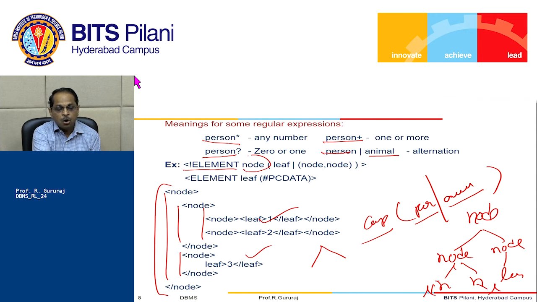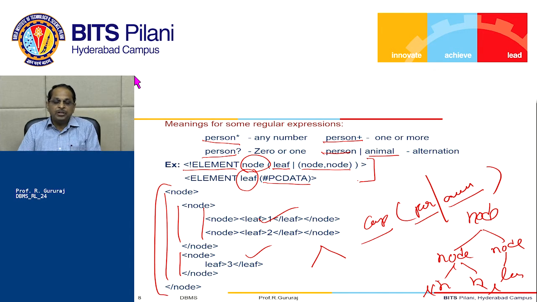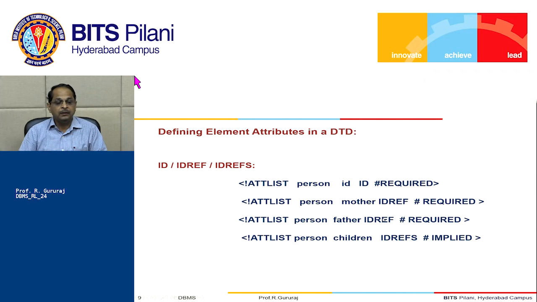Element node. It can contain a leaf or two nodes. And what is the meaning of a node? A leaf can be PCDATA. So this is a simple code snippet which describes the structure of this binary tree which is given in this XML document. Okay? And defining element attributes in a DTD.